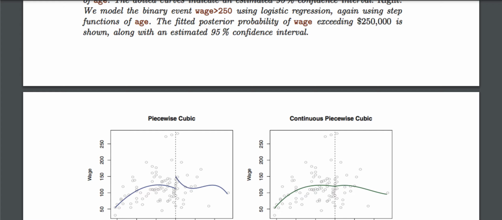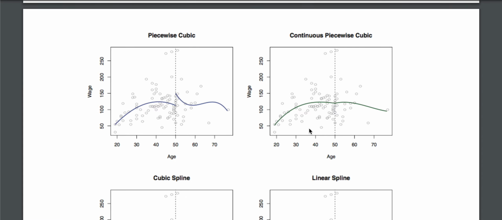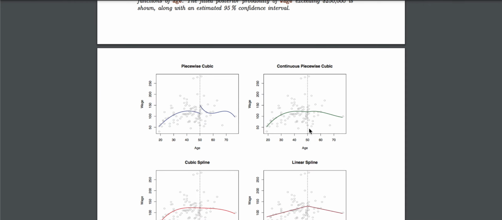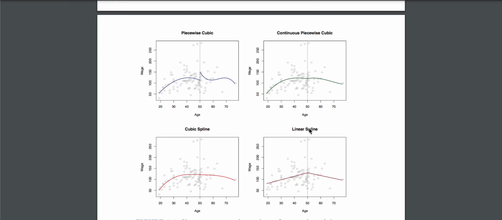Okay, what we are interested in is splines. Okay, and regression splines, and we start with piecewise polynomials. Piecewise polynomials mean that we say, okay, the relationship is nonlinear, so let's just split the interval, and within each interval fit a piecewise cubic function.